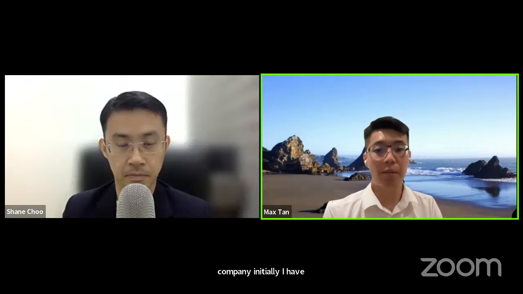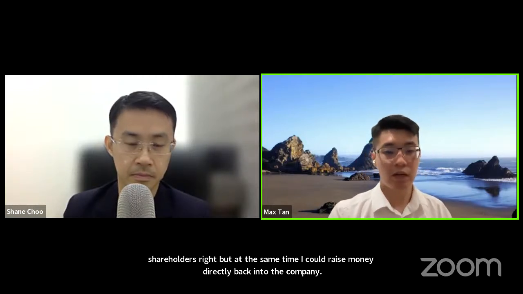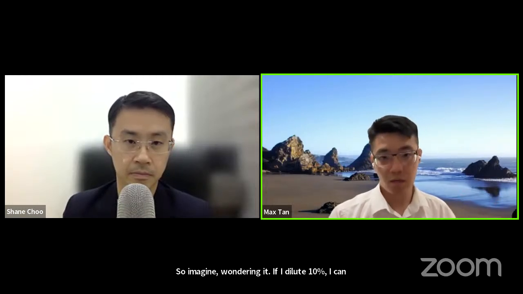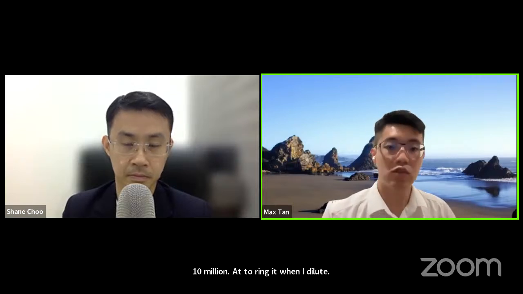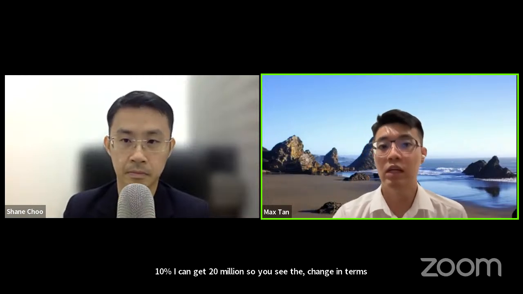But at the same time, I could raise money directly back into the company. So imagine at 1 ringgit per share, if I dilute 10%, I can raise 10 million. At 2 ringgit, when I dilute 10%, I can get 20 million. So you see the substantial change in terms of the fund raise when the share price increases. So yes, it will benefit the company.